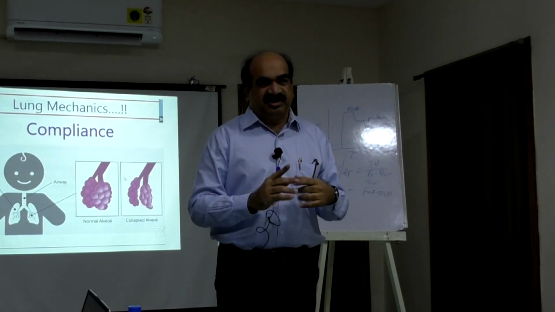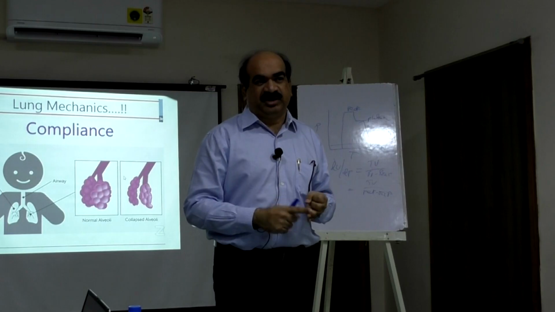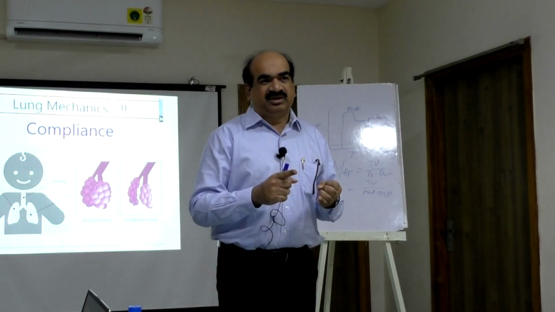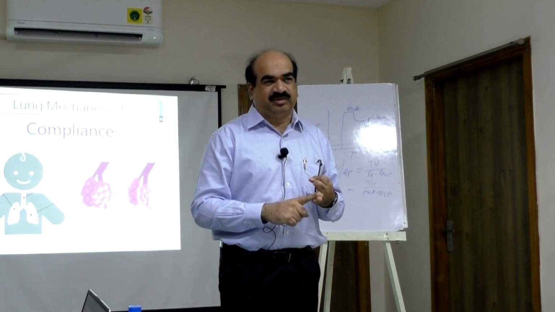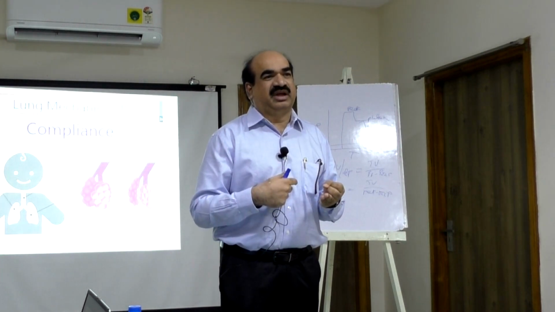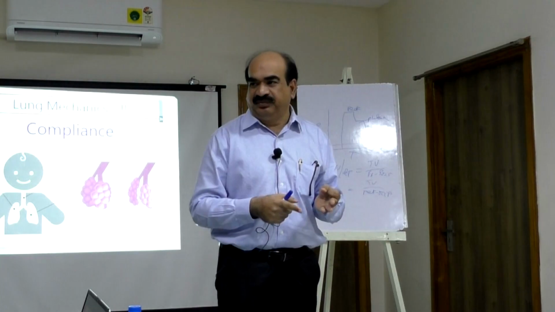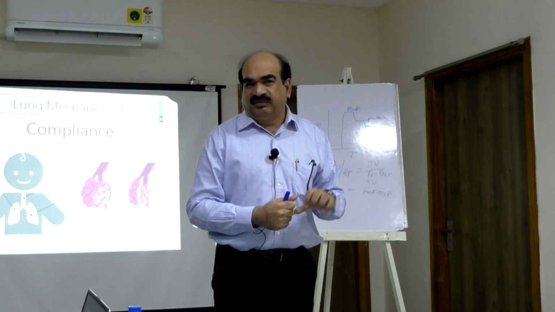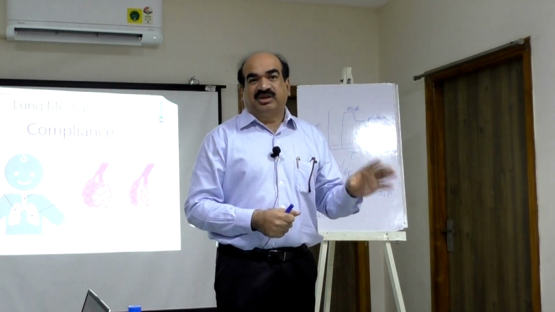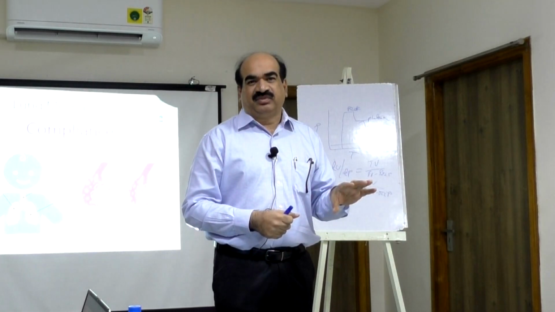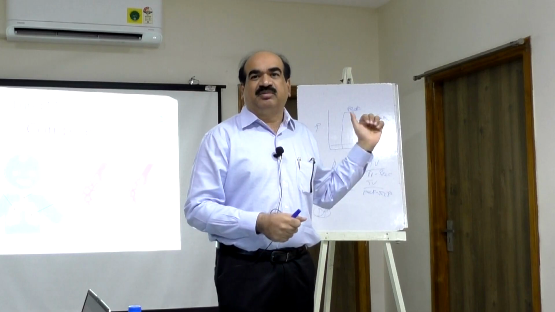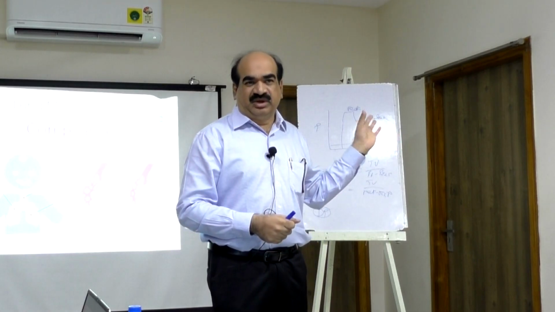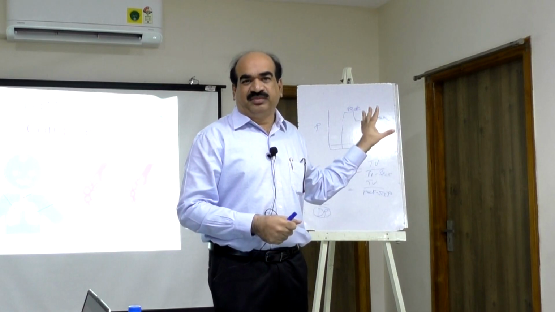For elastance, elastance is the reciprocal of compliance, 1/C. For that, we should know total elastance and elastance of the respiratory system, elastance of the alveolar tissue, elastance of the chest wall, and specific elastance. For resistance, we should know maximum resistance, minimum resistance. There are various formulas and calculations for everything we can get at bedside by looking at the monitor.